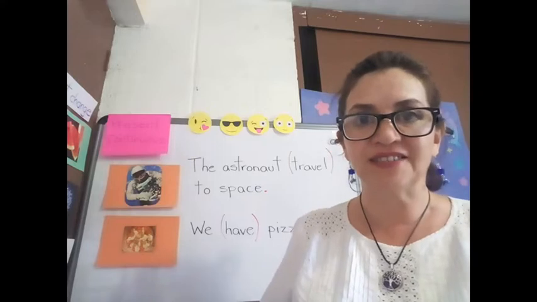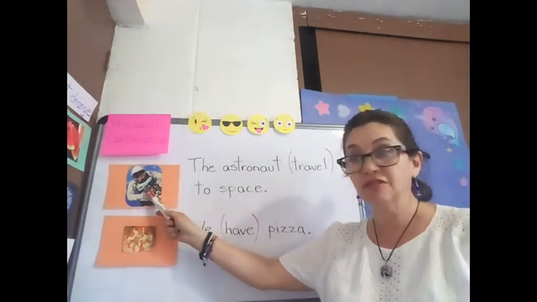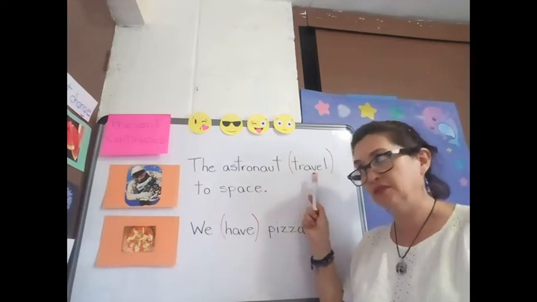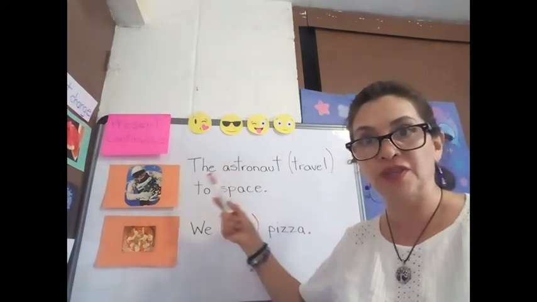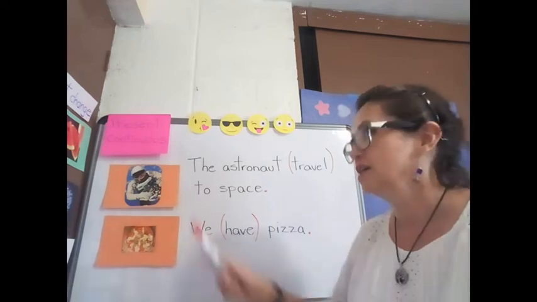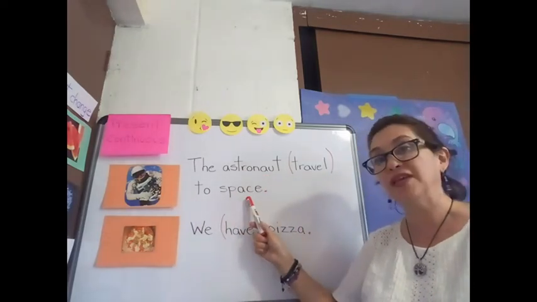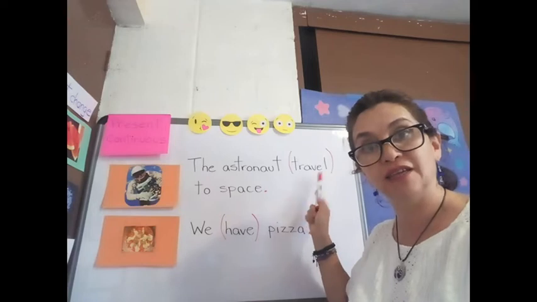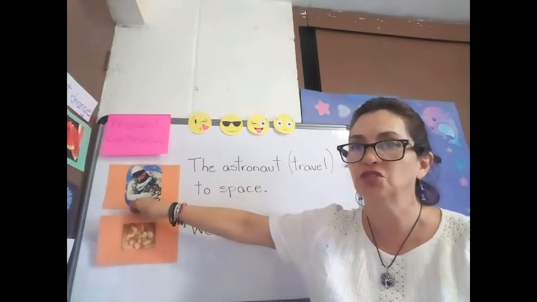Now it's time for an exercise. Let's see. We have the subject, the astronaut, the verb in base form, travel, and the complement, to space. Can you make a sentence in present continuous with these words? Let's see. The astronaut is traveling to space. That is the present continuous form.